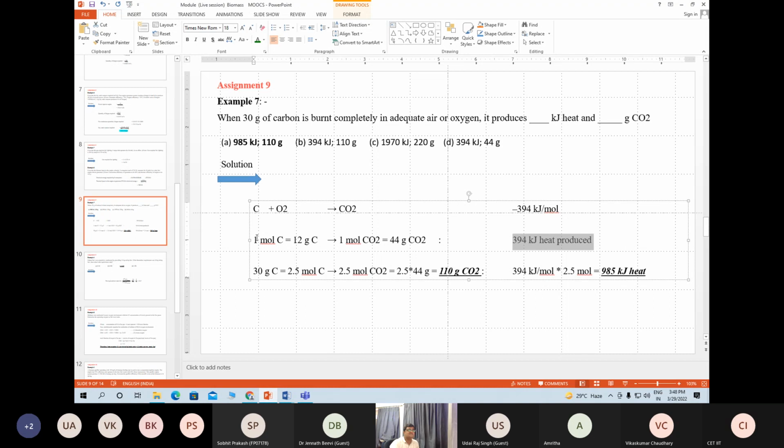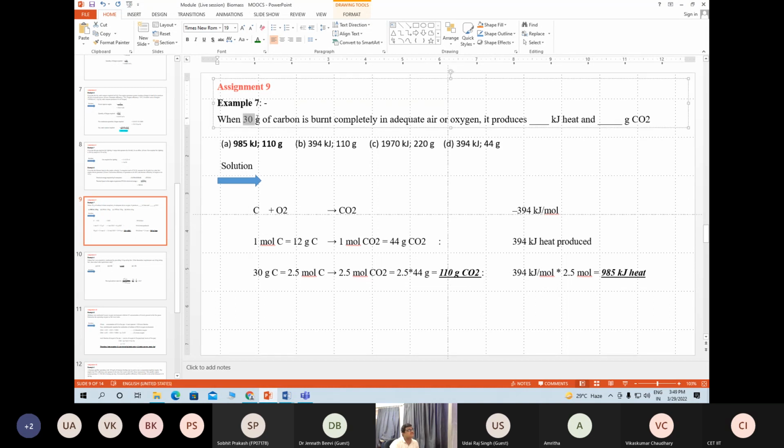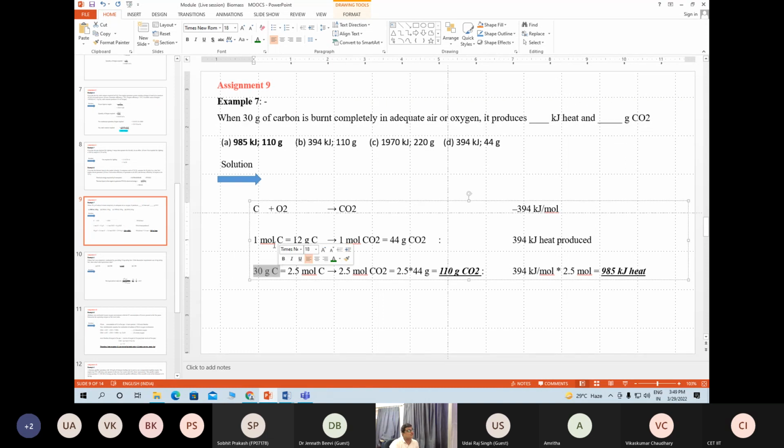Now instead of moles, I am converting it into grams, because the values given are on a 30 gram basis. So when we have 30 gram of carbon here, how many moles of carbon is that? It is 2.5, because we are simply dividing by 12, right? So we are getting 2.5 mole of carbon in this case. And one carbon is producing one CO2. So similarly, it will produce 2.5 mole of CO2. It is as simple as that. You are simply multiplying this 2.5 mole by 44, that is the molecular weight of CO2. You will get 110 gram of CO2.